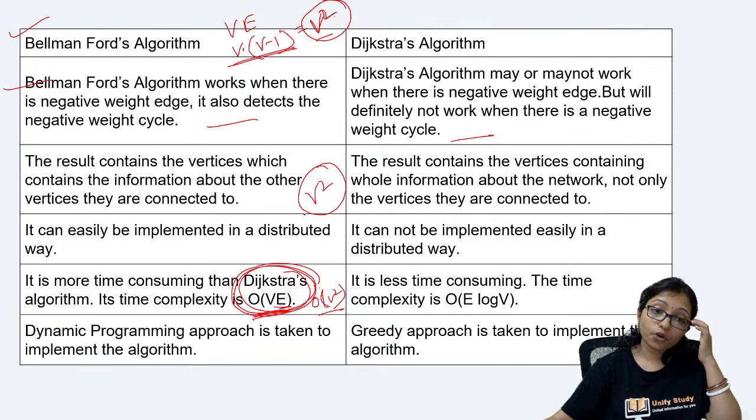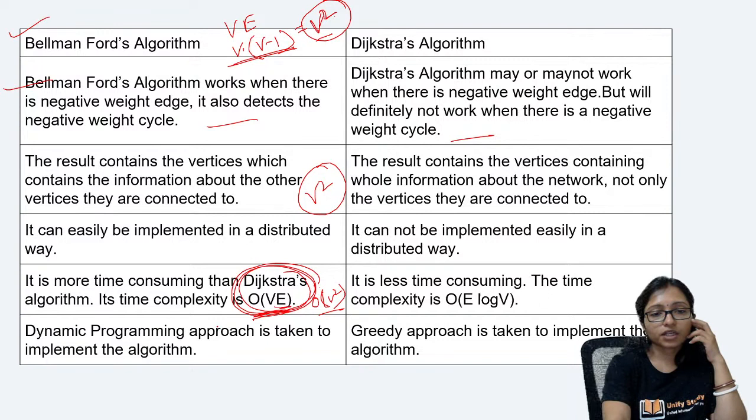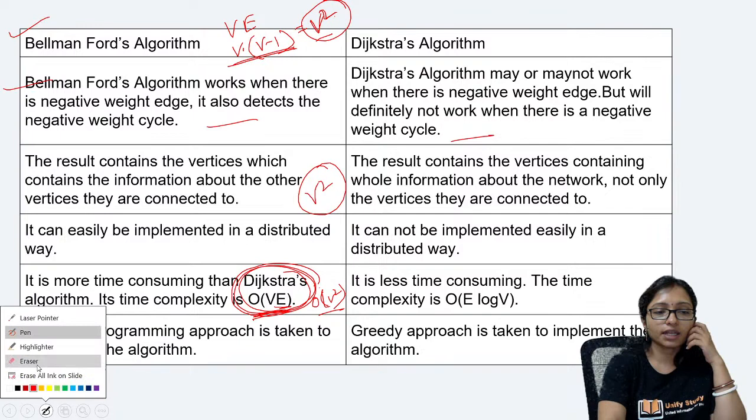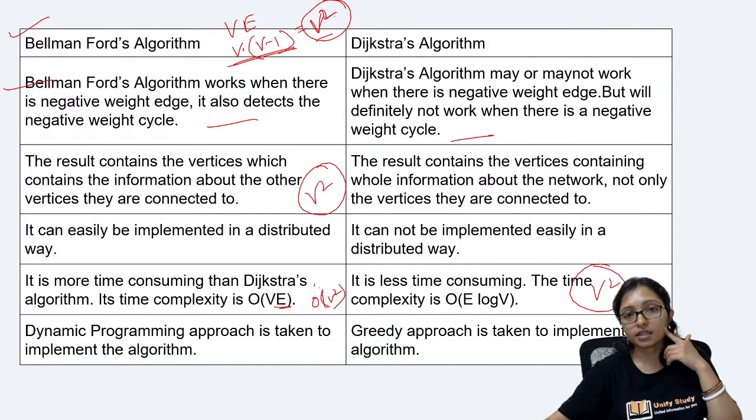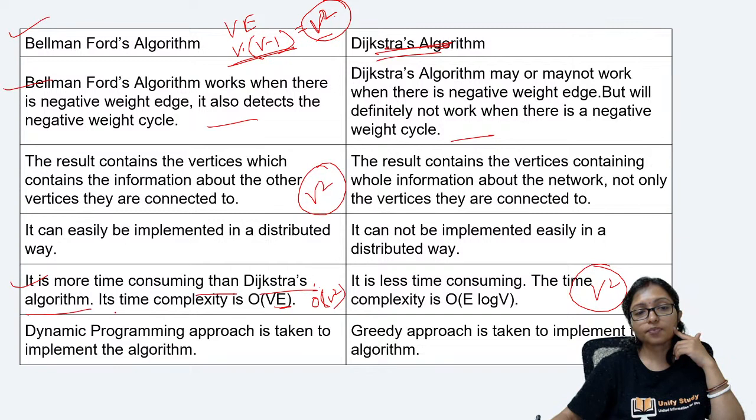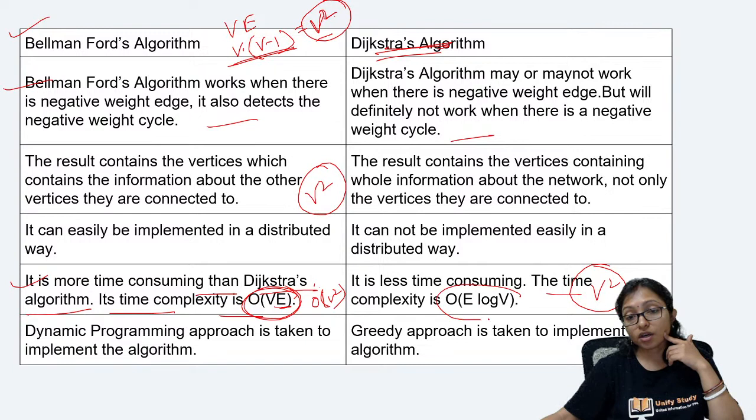For the Dijkstra, sorry, it is not for the Bellman Ford. For the Dijkstra we say V square, not here. Here it comes as VE. So that's why V square comes under Dijkstra. Bellman Ford is more time consuming than Dijkstra algorithm. Its time complexity is VE. But Dijkstra takes, in the average case, order of E log V, and in the worst case it is V square.